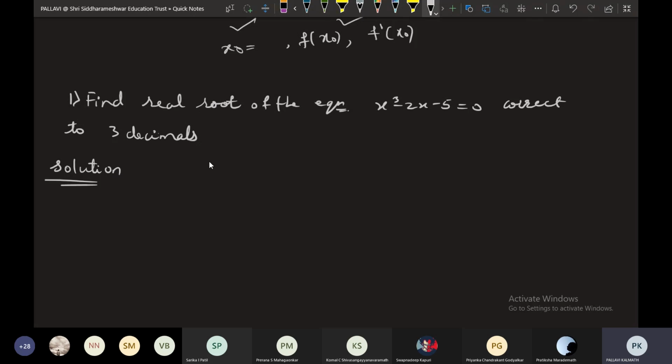Okay, tell me the initial step, locate the root where it will lie. So consider f of x equals x cube minus 2x minus 5. Let this be your equation. Tell me two values such that f of a into f of b is less than 0. Two consecutive values. Okay. What is f of 0? F of 1.